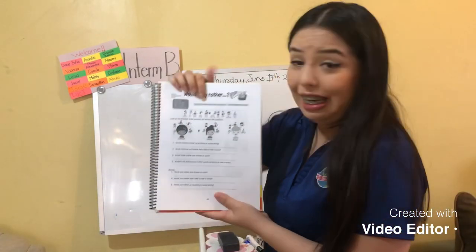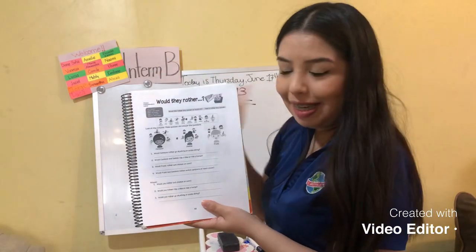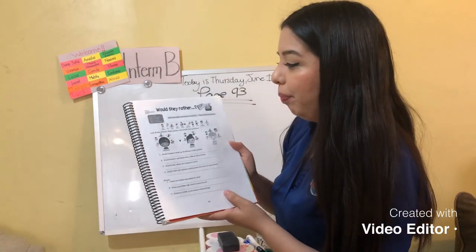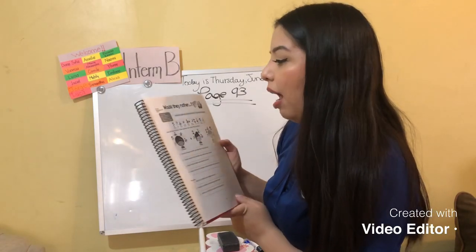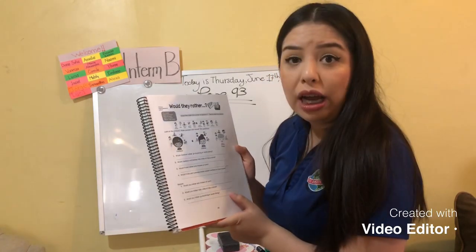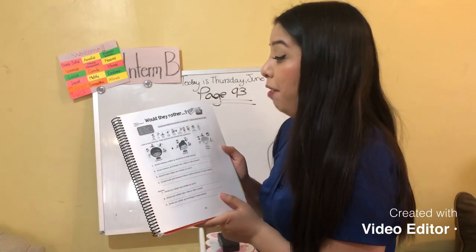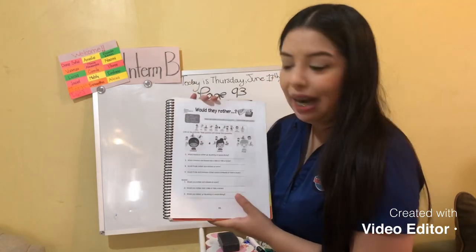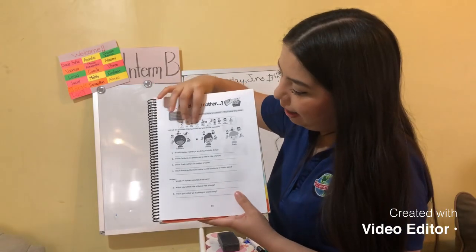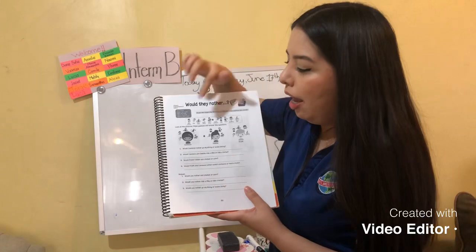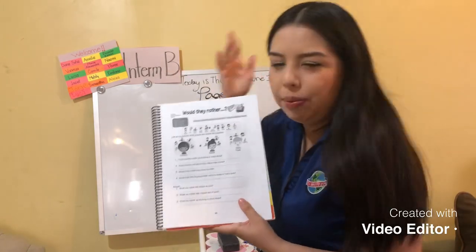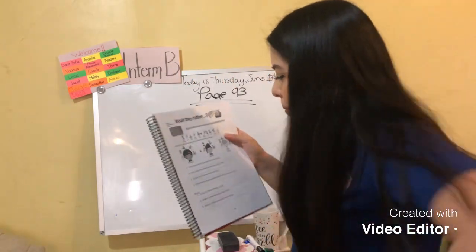Example, the question right here on top says, would they rather play soccer or watch it? They'd rather play soccer, okay? In this mini box, they have different activities to do.